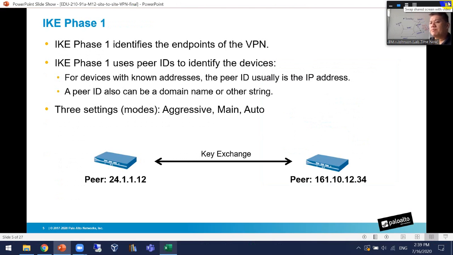You use peer ID. Peer ID doesn't need to always be an IP address. The peer ID can be an FQDN as well. Okay. There are three modes for the IKE. You have your aggressive mode, or your main mode, or your auto mode. So it depends on how many exchanges you want to do for the IKE phase one. Aggressive mode, fewer exchanges. Main mode, more exchanges.